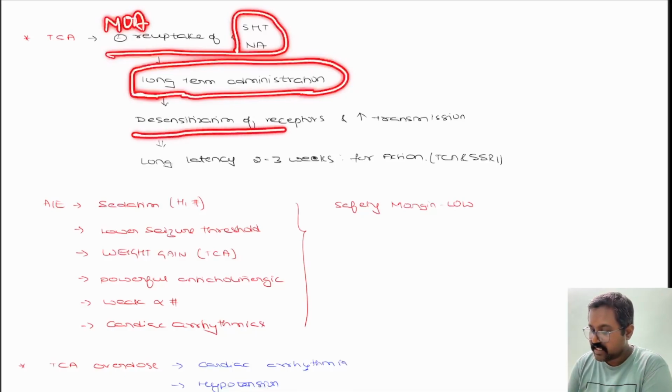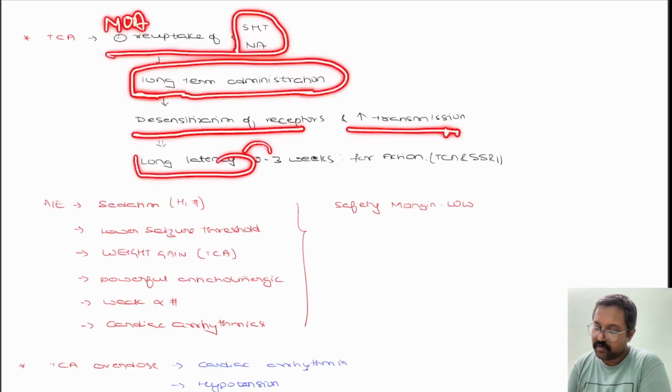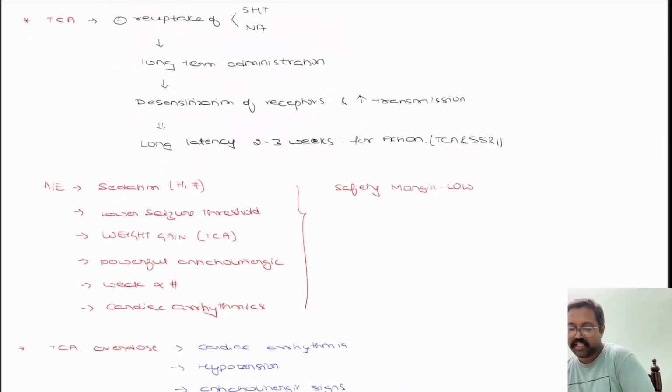There will be desensitization of the receptors and increased transmission will occur. To cause a desensitization of the receptor, it takes a longer time. There is a long latency of 2 to 3 weeks for the TCAs to act, as well as SSRIs to act. So what are the side effects of the TCA?